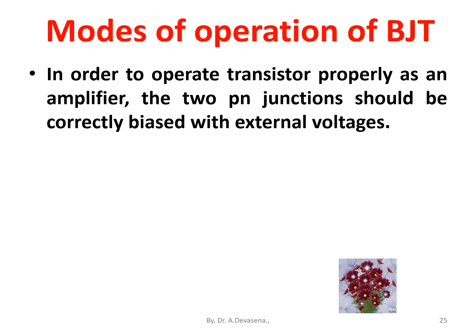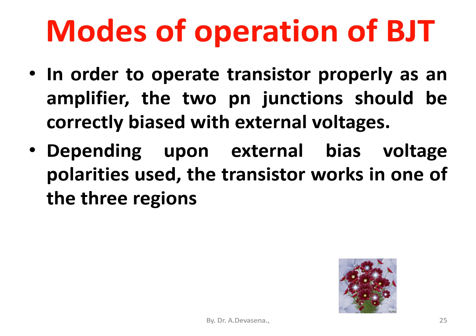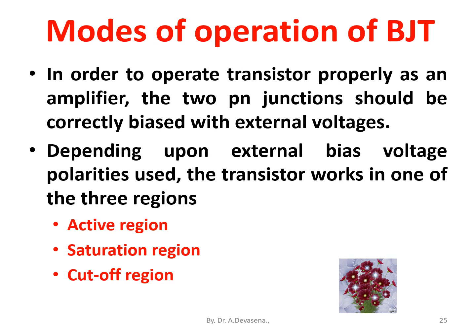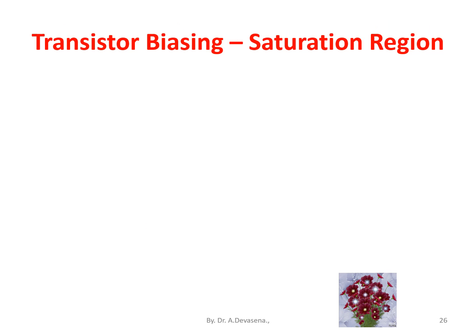Modes of operation of BJT. In order to operate a transistor properly as an amplifier, the two p-n junctions should be correctly biased with external voltages. Depending upon the external bias voltage polarities used, the transistor works in one of three regions: active region, saturation region, and cutoff region.